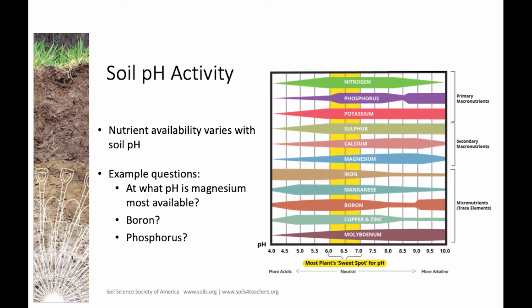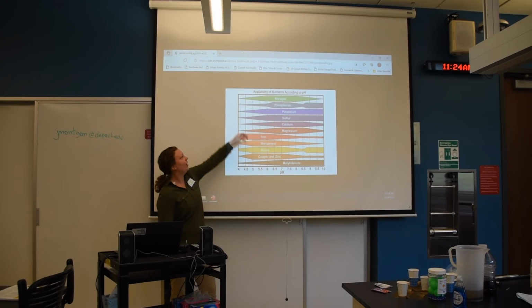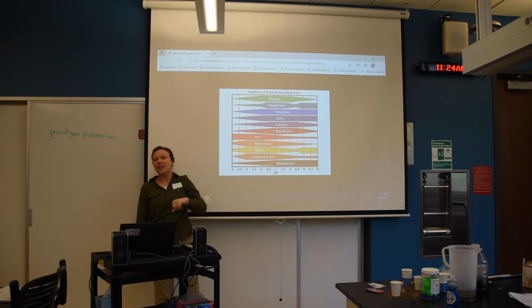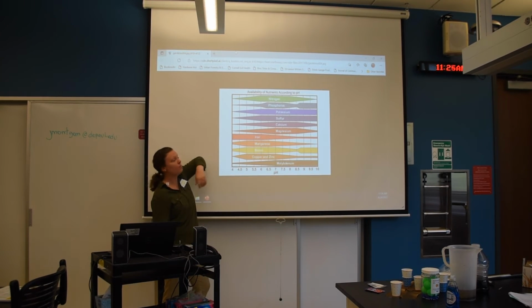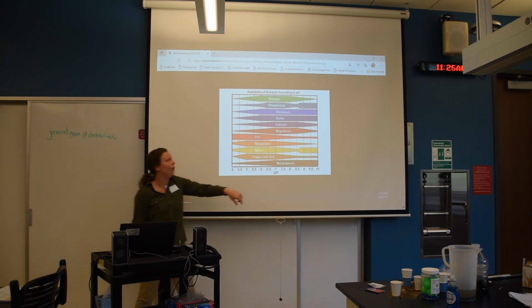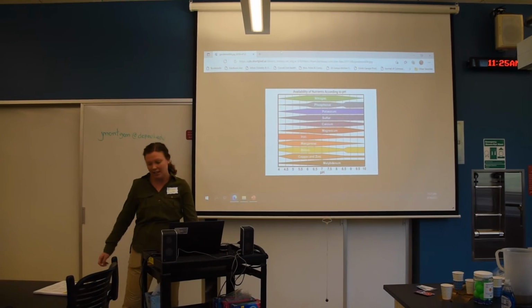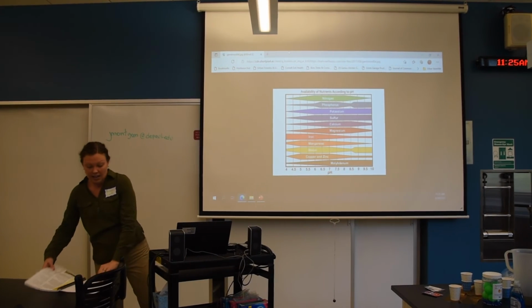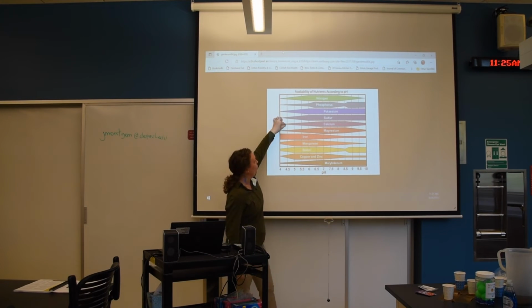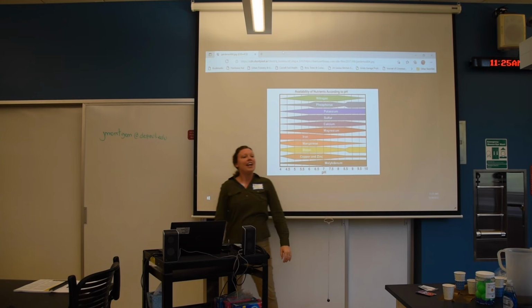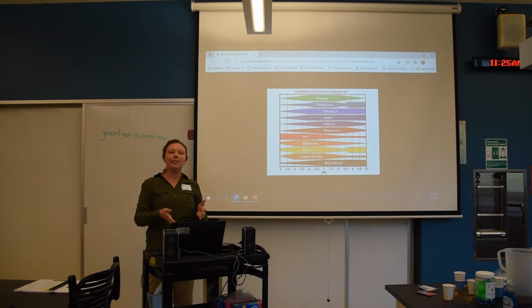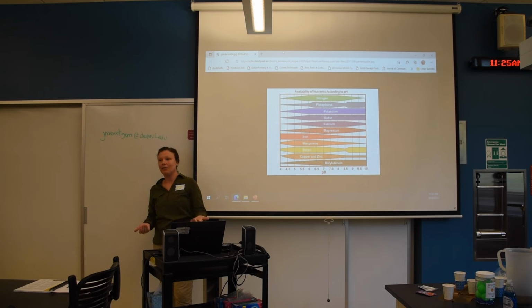So here we have a diagram that shows the pH, and this scale goes from 4 to 10. Here we have several nutrients that are essential for plant growth. Some of them you probably know, like the big 3: nitrogen, phosphorus, potassium. Plants have to have these things to grow. But also sulfur, calcium, magnesium, iron, manganese, boron, copper, zinc, and molybdenum. You can see the width of each of these little strips varies depending on pH, and that is an indication of how available each of these nutrients is at a given pH.